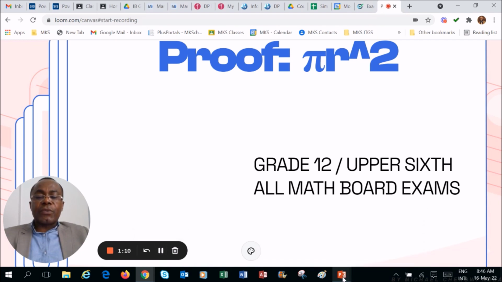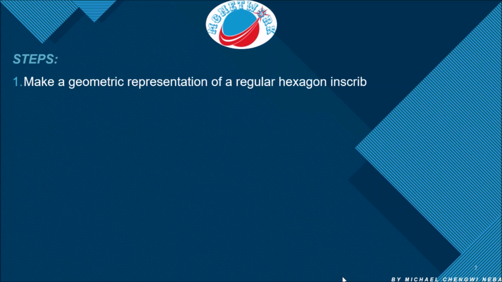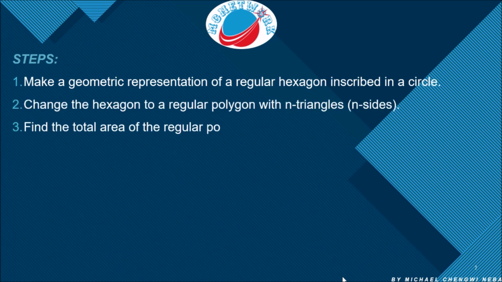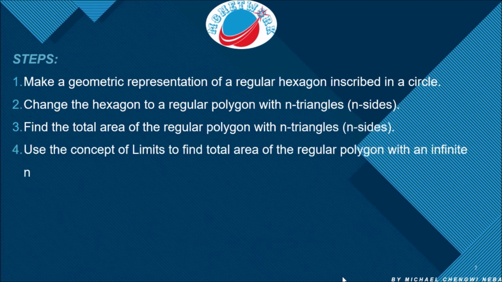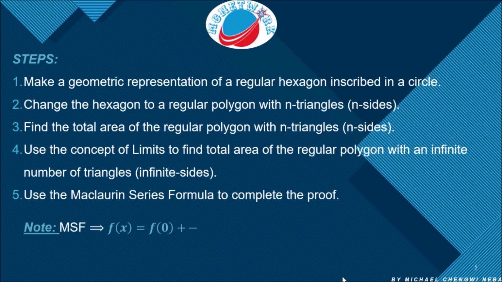I have come up with 5 simple steps on how you can answer this question. The first one is you are going to make a geometric representation of what you want to prove. Secondly, you are going to make some changes in that particular diagram that you have created. And the third thing is, once you make those changes, you are going to find the area of the change you have made.